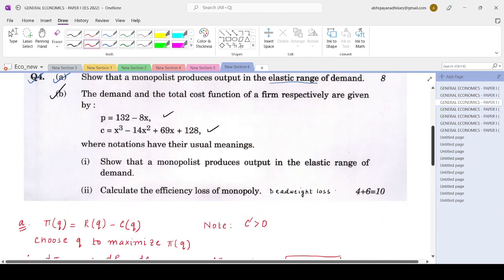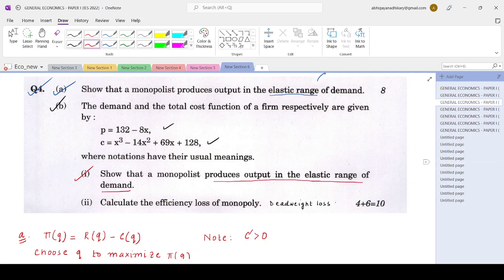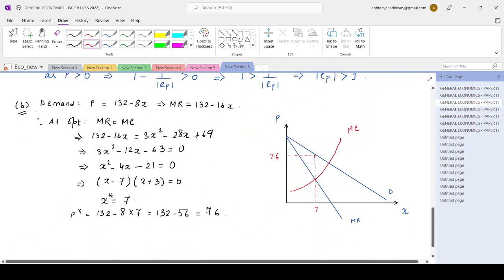Now, if you look at the question once more, it shows in part 1 that we need to show that the monopolist produces output in the elastic range of demand. That means, if you look at the equilibrium that we get, this is the point on the demand curve at which the monopolist operates, right? Let me denote it as EM. So if we can simply show that the elasticity of demand at this point is more than 1, then we are done, right? And this is exactly what we'll try to do.